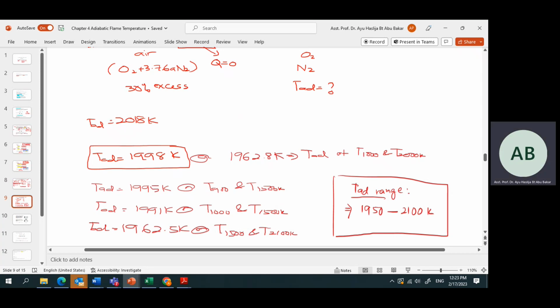Any question before we end the session? Again, I repeat, for the T adiabatic, it depends on the two temperatures that you assume. As long as it is in the range, it is acceptable.